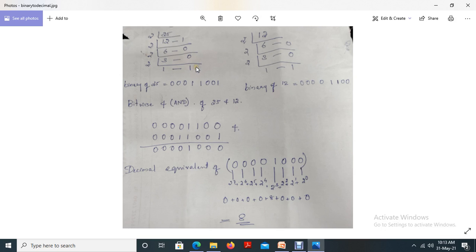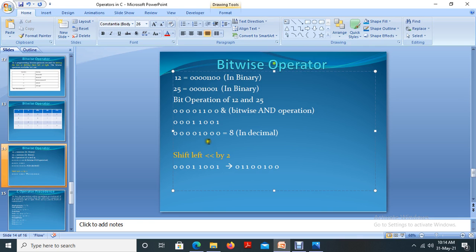We take the remainders from bottom to top, so 1 first, then 1, then 0, then 0, then 1. If it reaches the limit of 4 bits, then we consider it as 8 bits. But we have how many values? 1, 2, 3, 4, 5. So the remaining 3 values should be appended with zeros. Then only will it be considered as 8 bits. In the case of 12, if the value is less than 15, we can calculate like the previous method I discussed, 8 4 2 1.